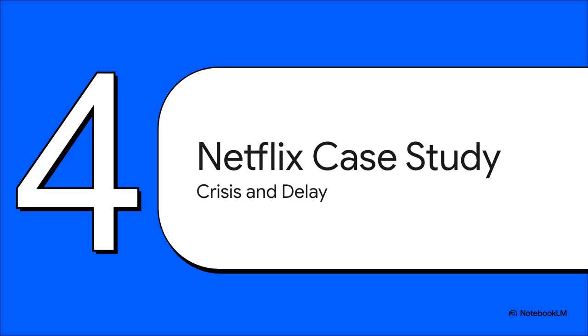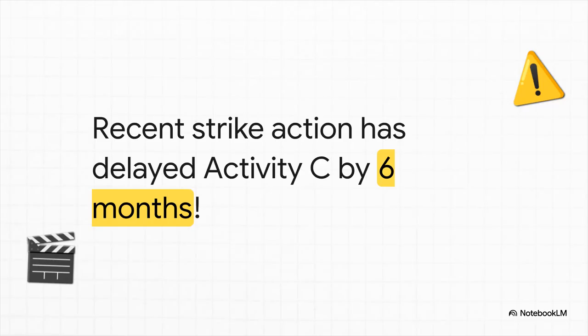Because let's be real, business never goes exactly to plan. Time to throw a wrench into the works. Here's our plot twist. A sudden writer's strike hits the industry. According to our source material, this unexpected strike delays Activity C by 6 full months.